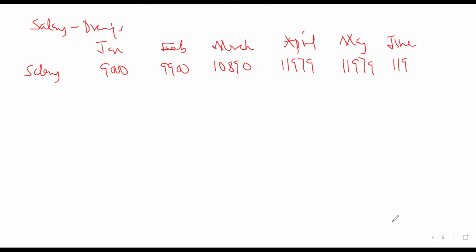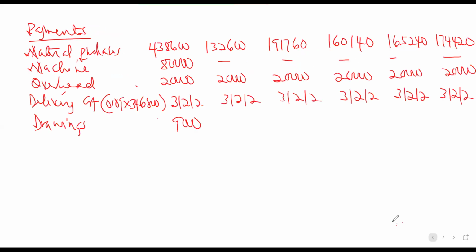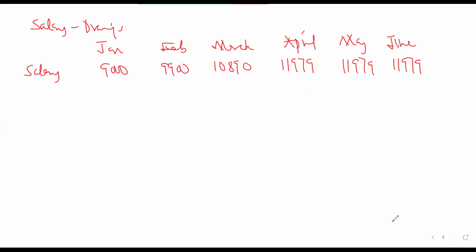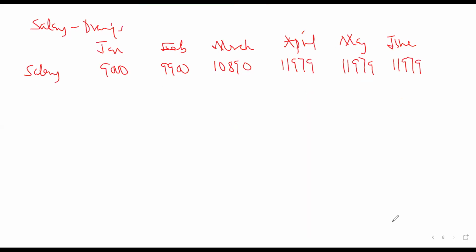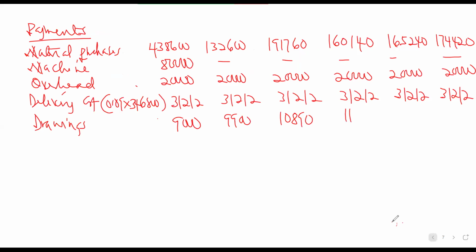And they say April will be maintained for the remaining period. Is that correct? Yes, sir. Okay, so that is that for that. So we have 9,000, then 10,890, then 11,979 for each of the remaining months. So can we have our total receipt there?